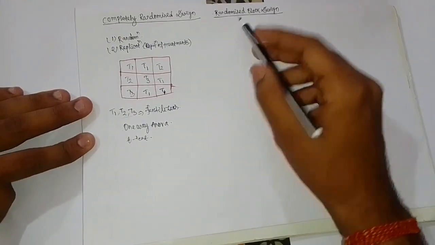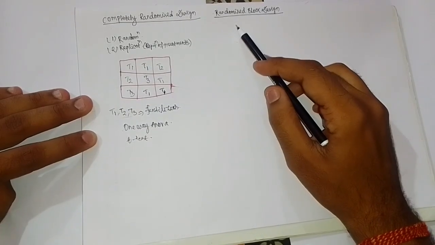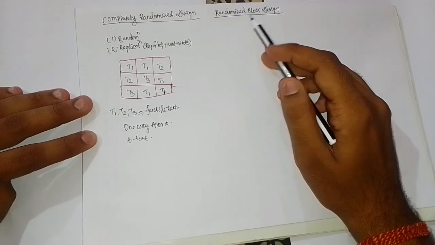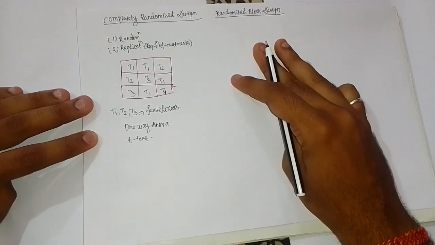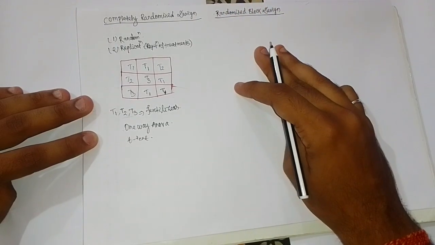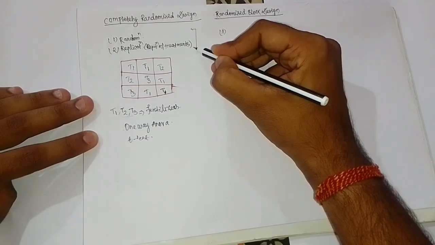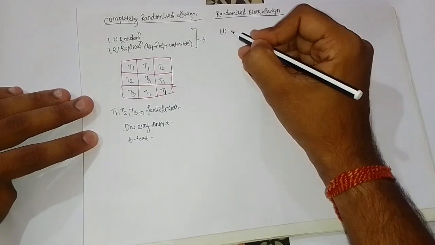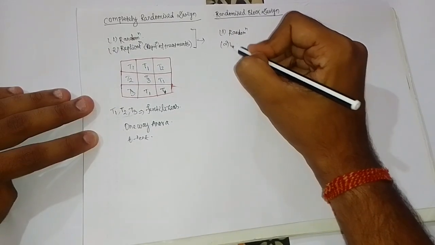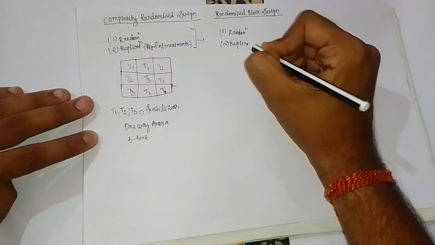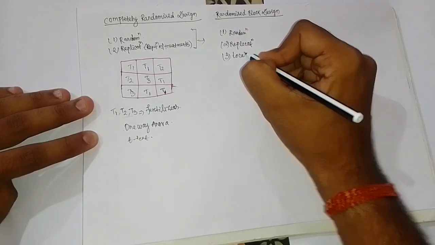So why do we use randomized block design? We have three principles of design of experiment. Here we use the two principles that are in the CRD, that is, randomization and replication, and the third arises, that is local control.